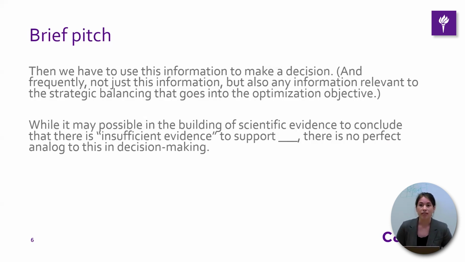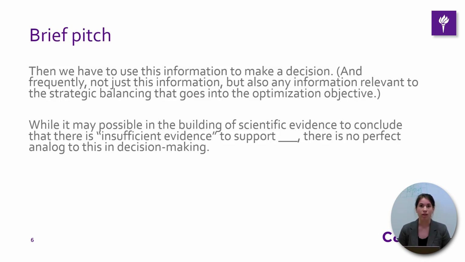When it comes to then selecting an optimized intervention or making a decision, we have to use this information. And frequently, we're not just using this information, but we might also be using information related to the strategic balancing that we want to carry out for our optimization objectives. So we might be using information about the cost of each version of the intervention or the amount of time that a particular intervention version requires.